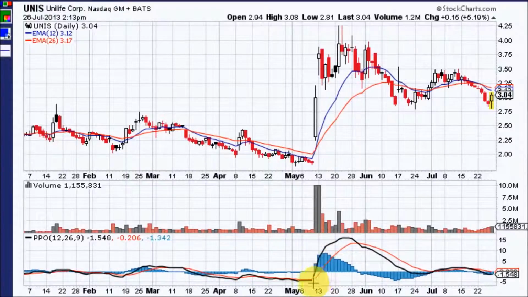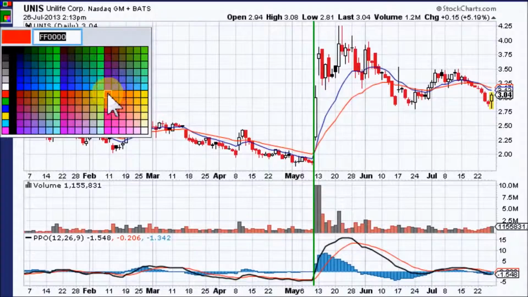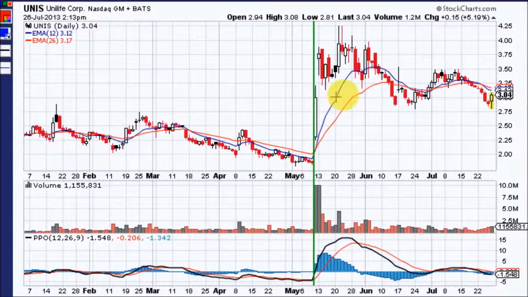Okay, so right here, this is a double crossover where the PPO crosses up through the signal line, up through the zero line, and then the double part comes here when the histogram pops up through zero into positive territory, and it's just huge. Now let's take a look at the sell signal on this one. You remember to lock in profits.